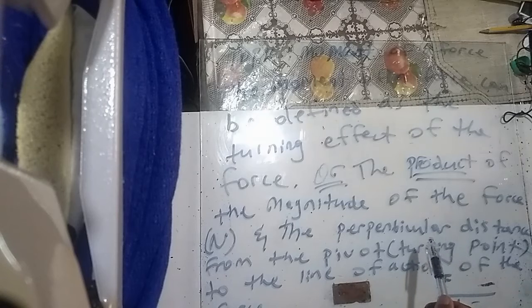Other terms for turning point can be fulcrum, that you've learned from grade 6, axis, right? So those are terms that can be used. So you have fulcrum, axis, pivot, and turning point. All of those four mean the same thing. The distance is measured to the line of action of the force. So the line of action of the force is actually where the force is being applied, right?